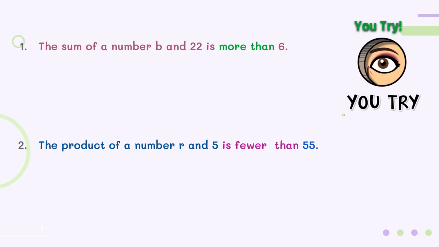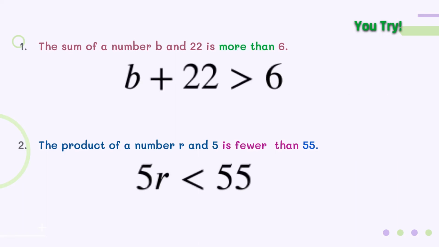Here are two additional problems. The sum of a number b and 22 is more than 6. The product of a number r and 5 is fewer than 55. So you try these out, and again, I will put the less than or equal to and greater than or equal to symbols in the question in Edpuzzle, and you can just copy and paste those symbols if you need them.